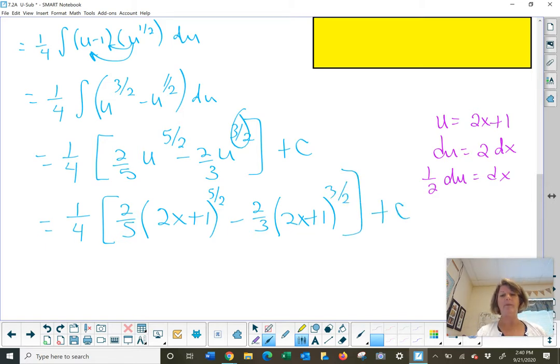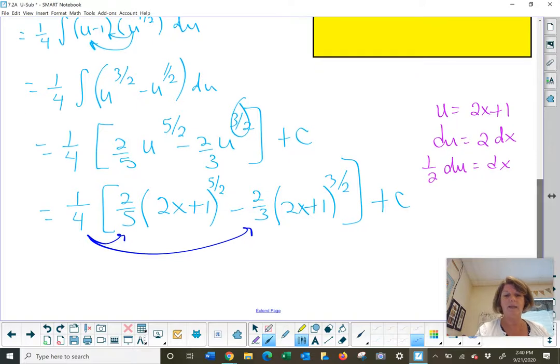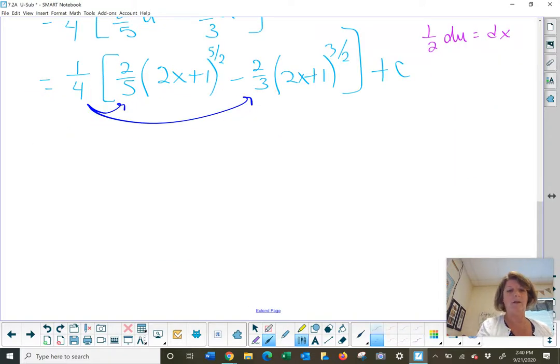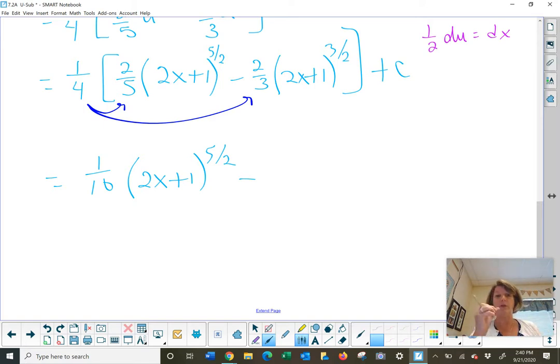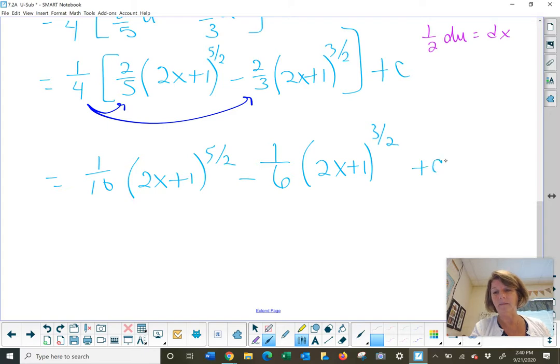plus c. Now the final thing is to distribute to each of those terms to get this simplified as much as possible. And I'd have 2 over 20 gives me 1/10 (2x plus 1) to the 5/2, minus 1/4 times 2/3 gives me 2/12, 1/6 (2x plus 1) to the 3/2, add c.